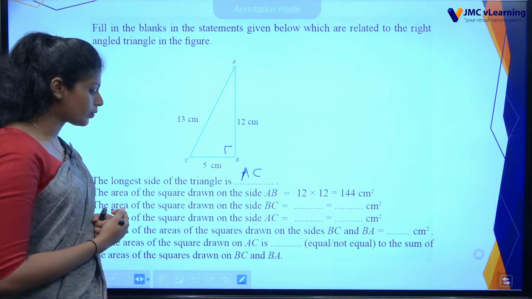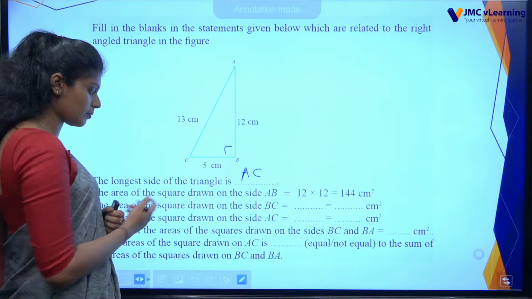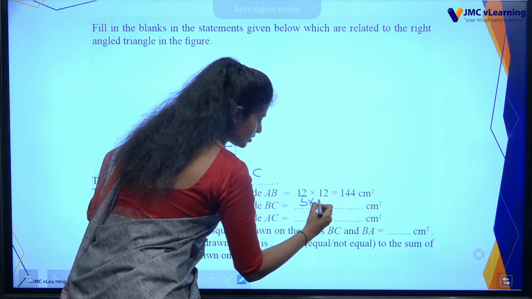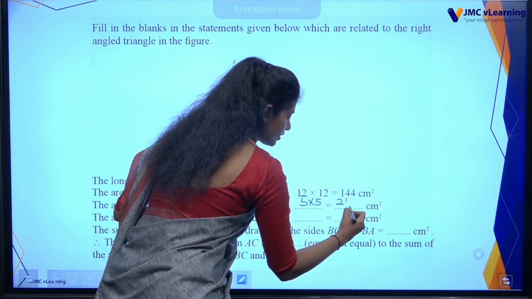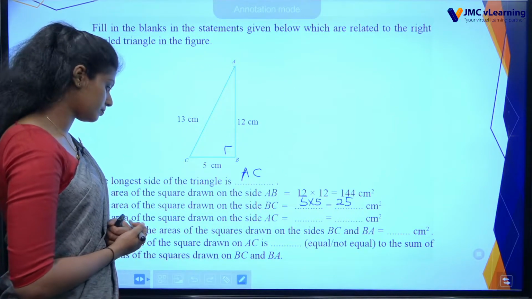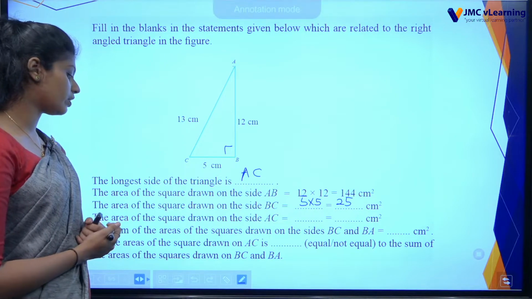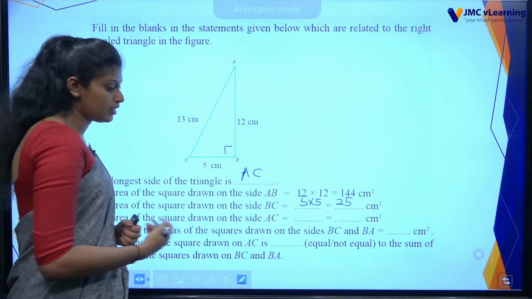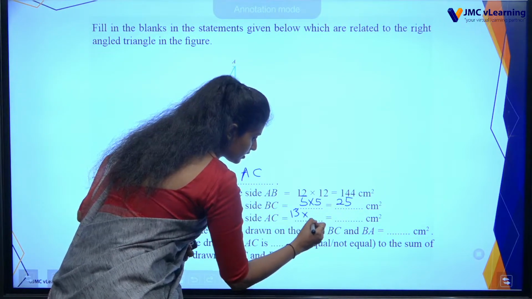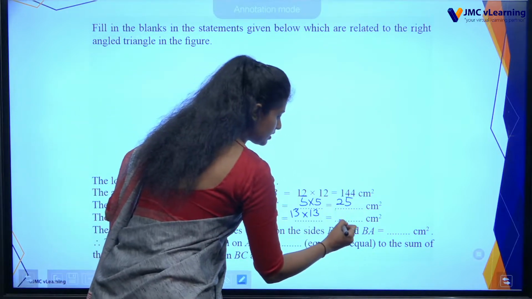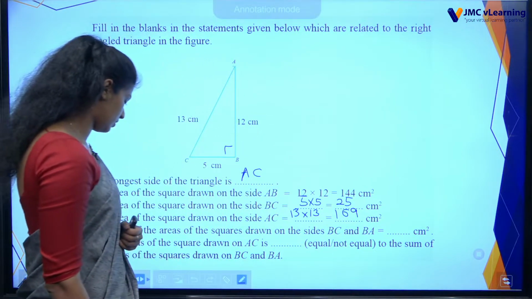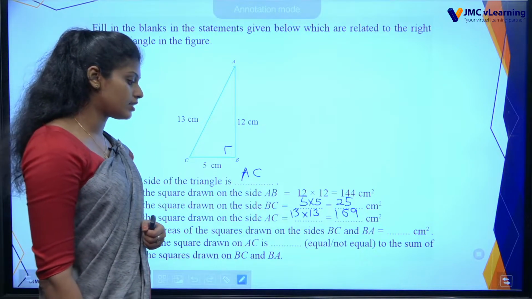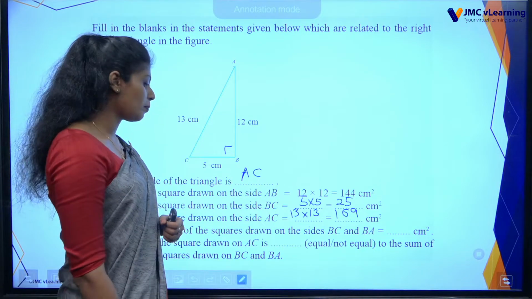Then the area of the square drawn on the side BC. One length is 5 centimeter. Then 5 into 5 is equal to 25 centimeter squared. Then the area of the square drawn on the side AC. One length is 13. To find the area, 13 you have to multiply 2 times, it is 169. Then the sum of the areas of the squares drawn on the sides BC and BA.